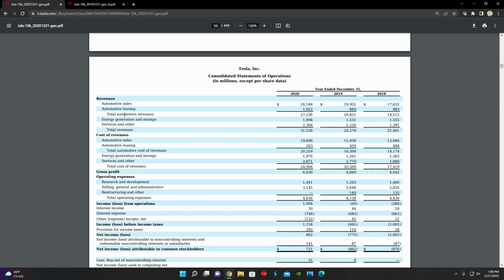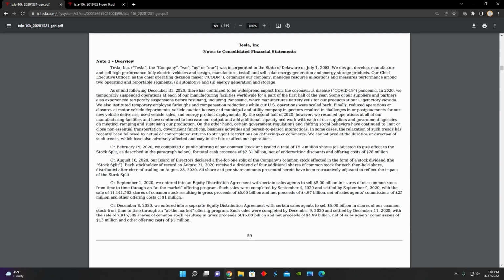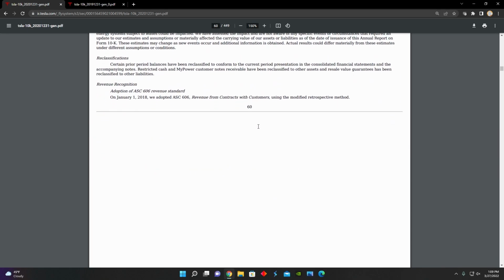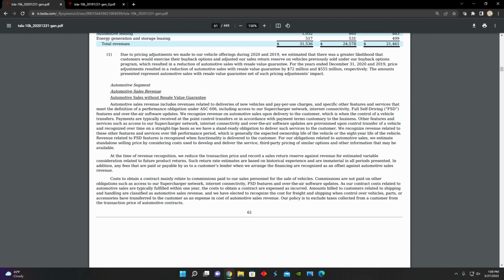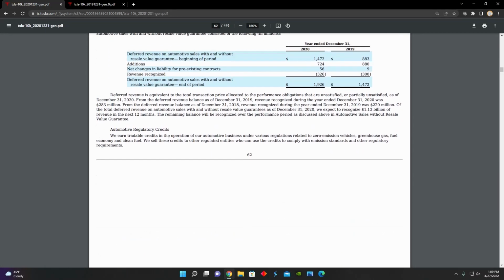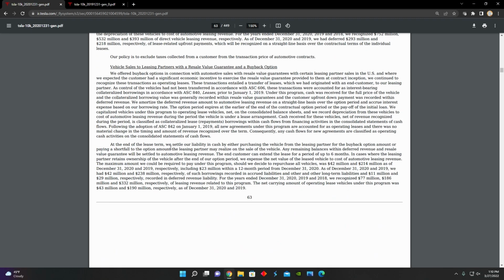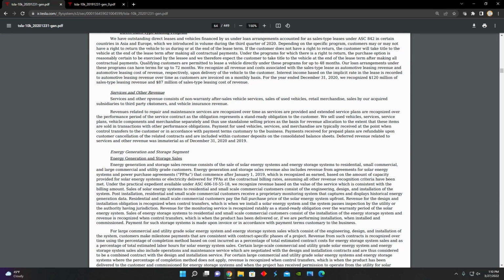All of this information as to how I figure out what each of these individual line items are for a particular company, I can get from the notes to the financial statements, which in this annual report is on page 59. We can see right here, it says notes to the financial statements. If I scroll down, we see eventually they start talking about revenue by source, and they get into detail exactly what each of those line items mean. So automotive sales revenue, automotive leasing revenue, as we can see right here. If I scroll down more, they talk about their services and other energy generation and storage segment.